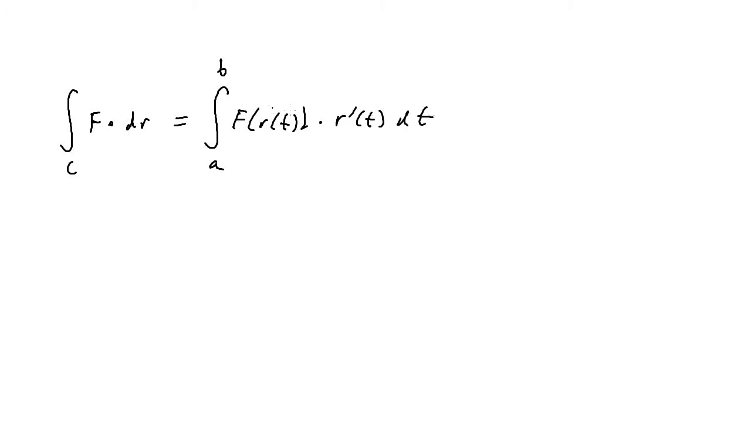And so for f of r of t, f is going to be a vector which has its components. R of t is also going to be another vector which has its components. So we're going to take the components of r of t and sub them into f to find f of r of t.